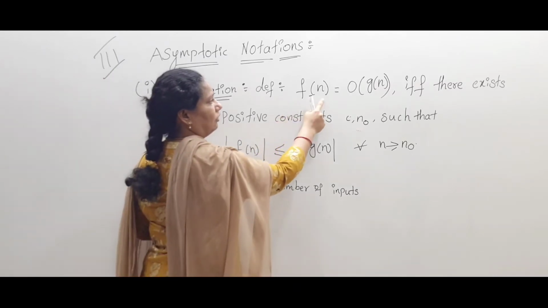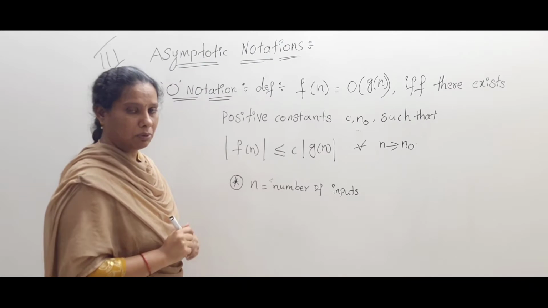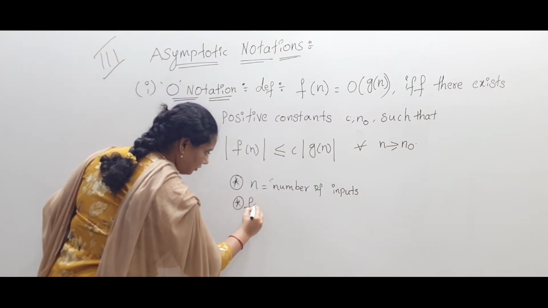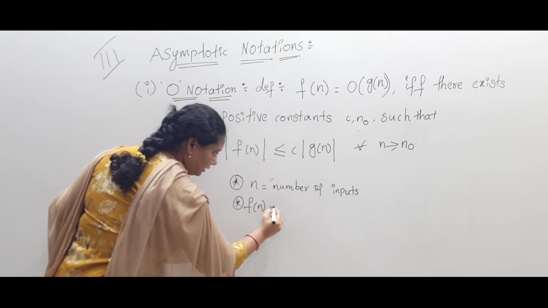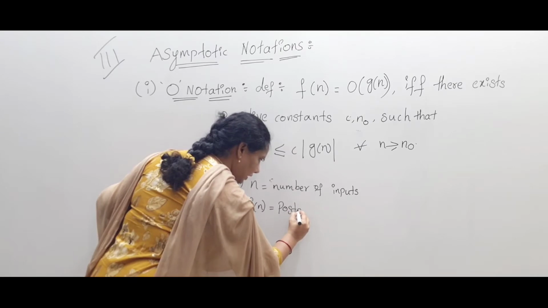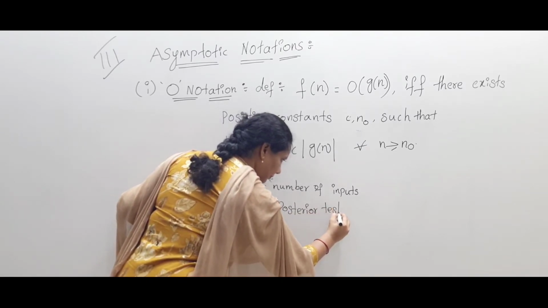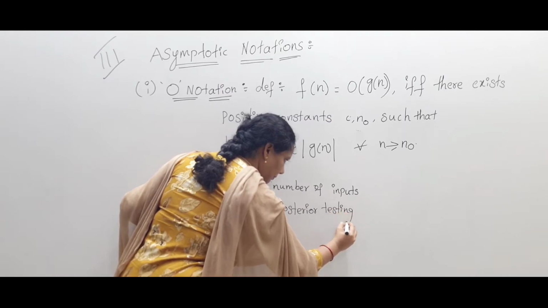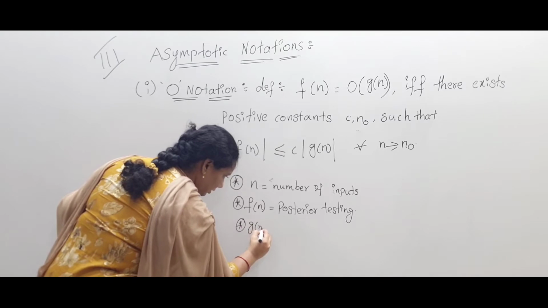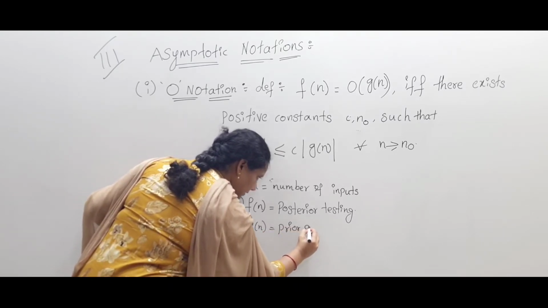Then what about f of n and g of n? O is the representation, leave that. Now let me go for the next one, that is f of n. Your f of n is nothing but your posterior testing. Your g of n is nothing but your prior analysis.